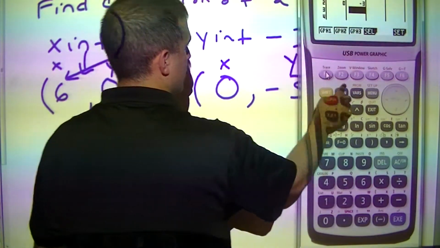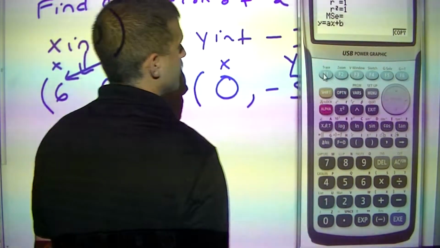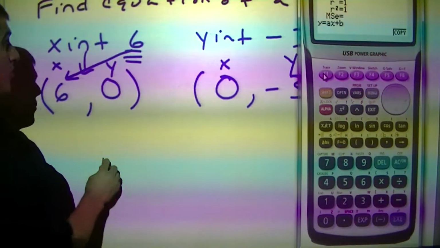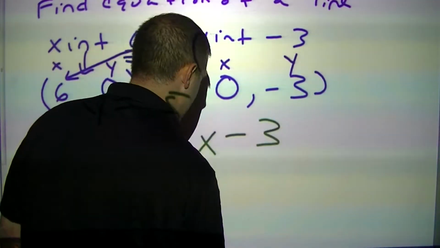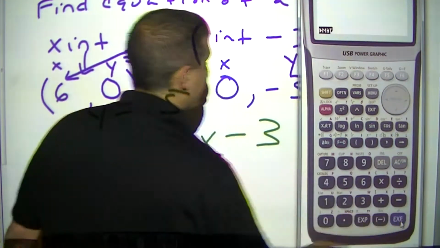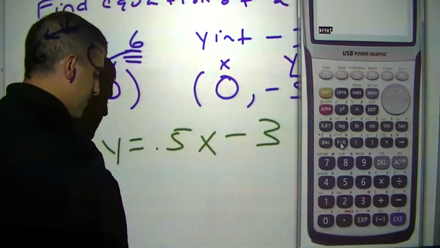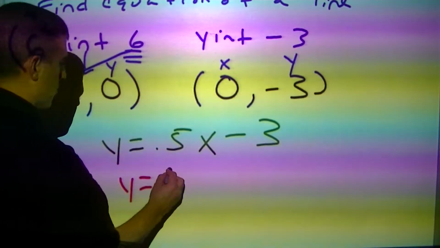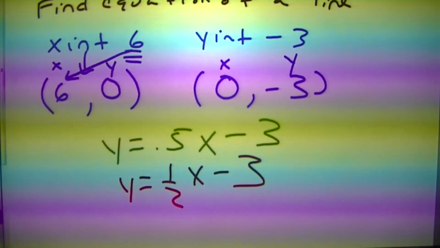All right. Oh, oops, I don't need to graph it. Calc, regression, x. Okay, so I got y equals 0.5x minus 3. Now, if I wanted to turn that 0.5 into a fraction, I just enter 0.5, then F, the fraction to decimal conversion, so that's 1/2 x minus 3. Okay? Another one that you'd have to do, they might have two examples here.